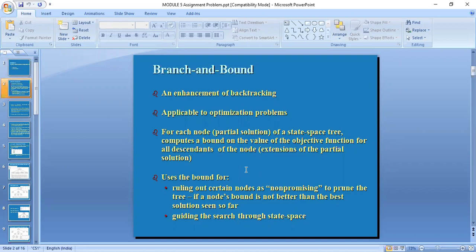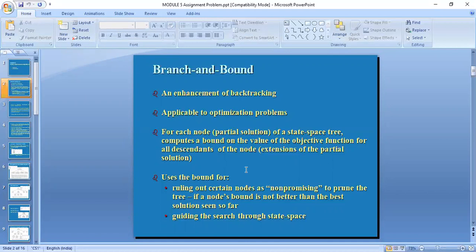And here it is applicable to optimization problems. We have seen that backtracking is applicable to combinatorial problems, but here it is applicable to optimization problems. When you say optimization problem, there are two different categories: maximization and minimization. In a maximization problem, the optimum value will be a maximum value, and for a minimization problem, it will be a minimum value.